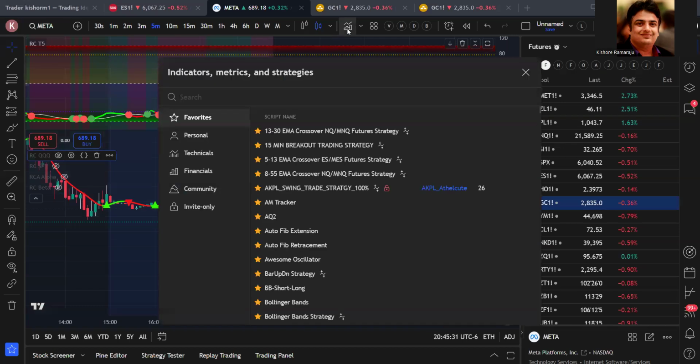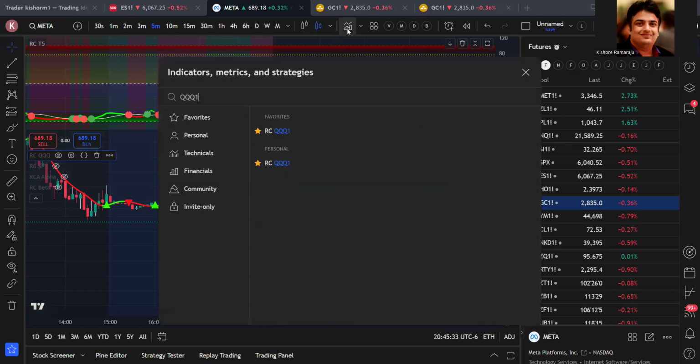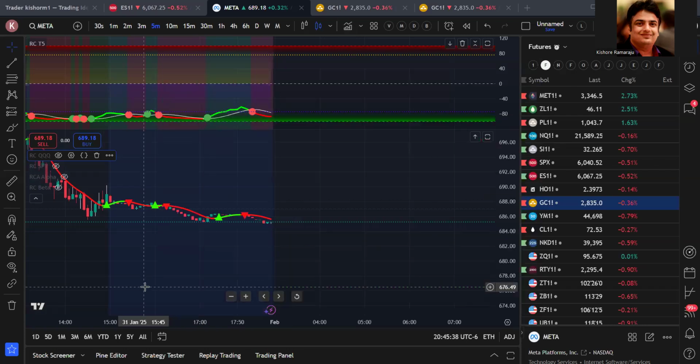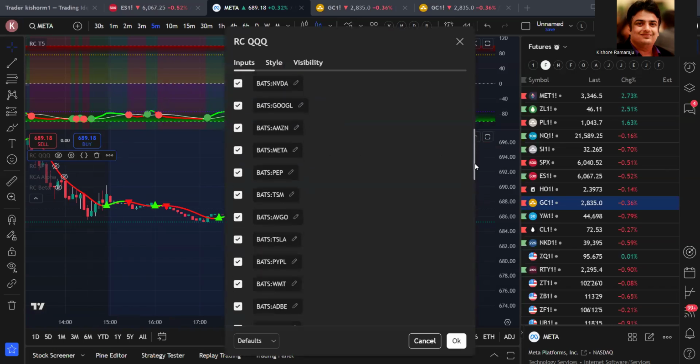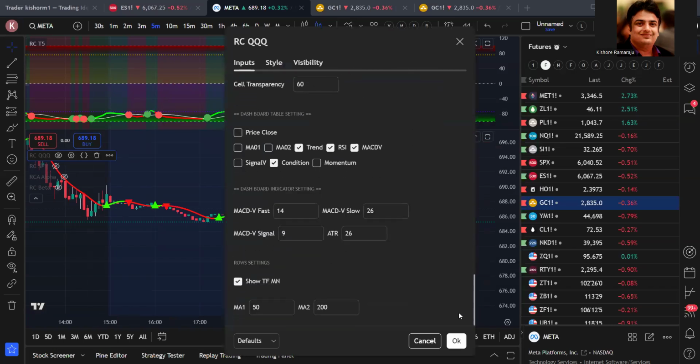So like that, you can put QQQ1. Then it will tell you. I can give another 40 stocks as part of QQQ1 because there are nearly 200 good tech stocks.